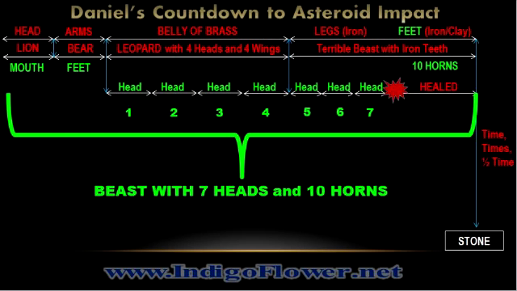The beast has the mouth of Daniel's lion, the feet of Daniel's bear, and the 10 horns of Daniel's terrible beast. These parts of the beast are also explained in Daniel 2. We've already gone through this in the Daniel timeline video, but the 10 horns correspond to the feet of the image in Daniel 2. They're also the 10 toes of the feet.